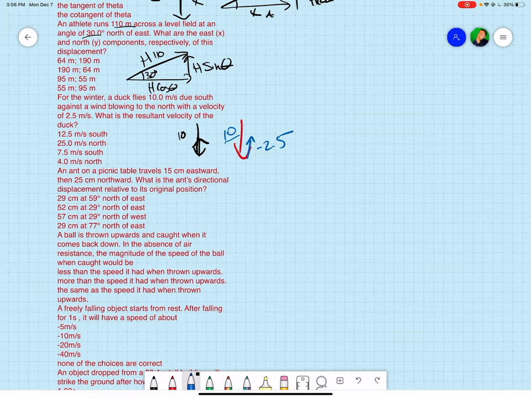You have an ant on a picnic table that travels 15 centimeters eastward, then 25 centimeters north.